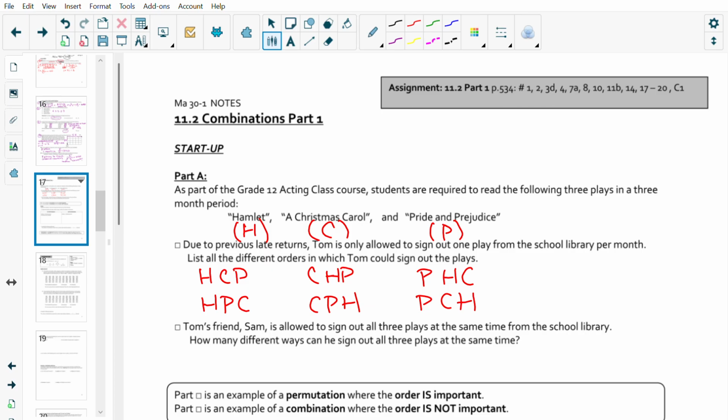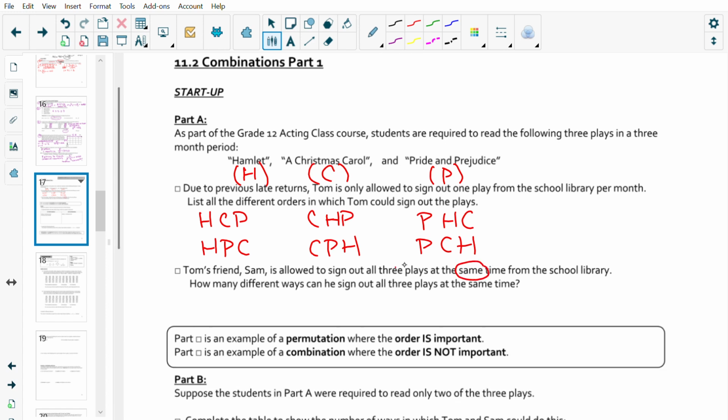Tom's friend Sam is allowed to sign out all 3 plays at the same time from the school library. So this is the key here. At the same time, all 3. How many different ways can he sign out all 3 plays at the same time? Well, whether you write HCP or HPC or any of the other ways, I'm just going to stick with this one. Only one way. Because if you're signing them all out at one time, it doesn't matter if you sign them out HCP, PCH, CPH, you're still signing out all 3 at one time, so only one way.